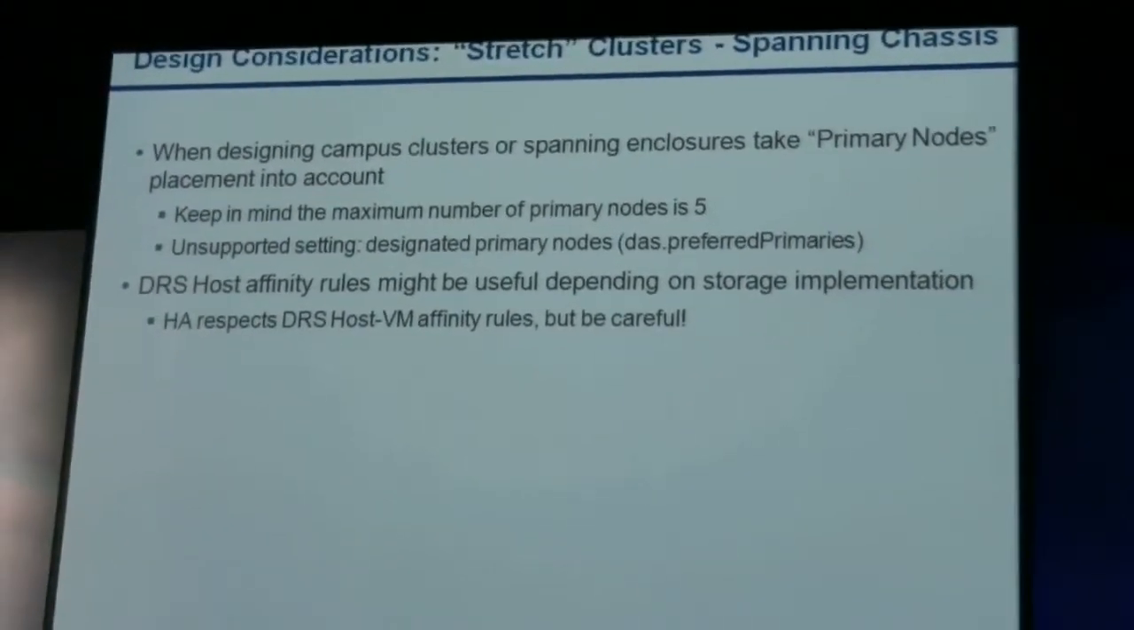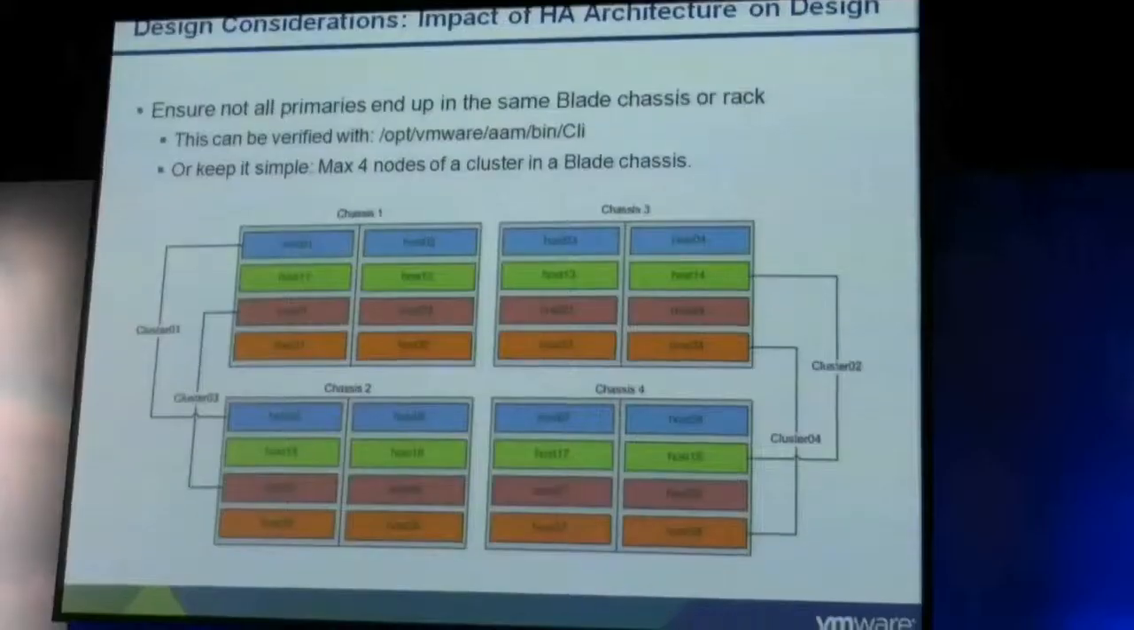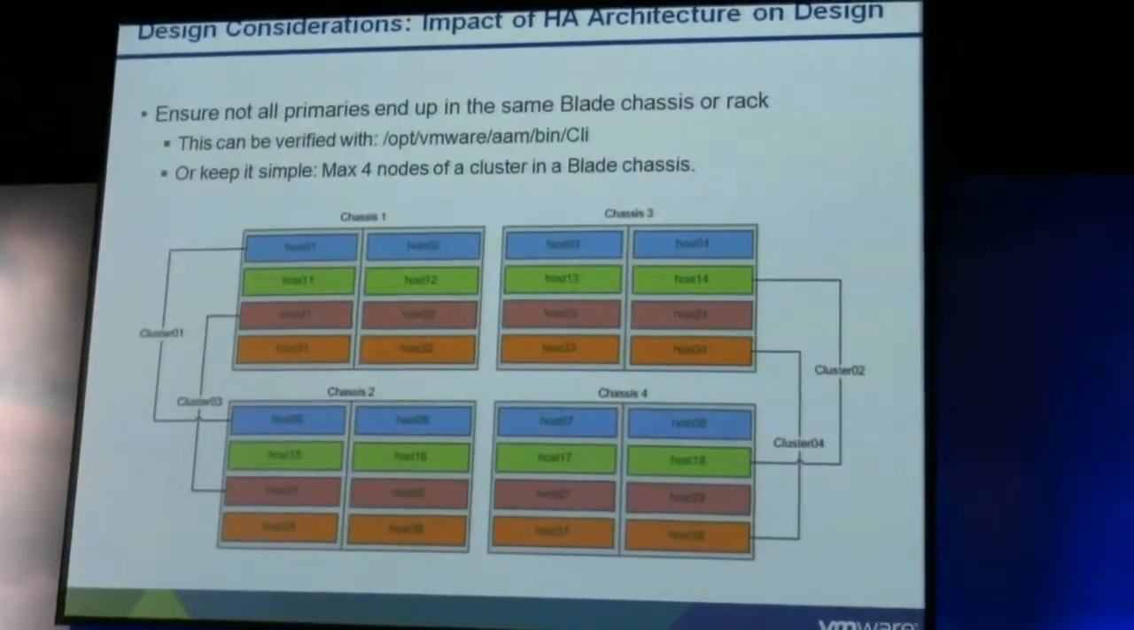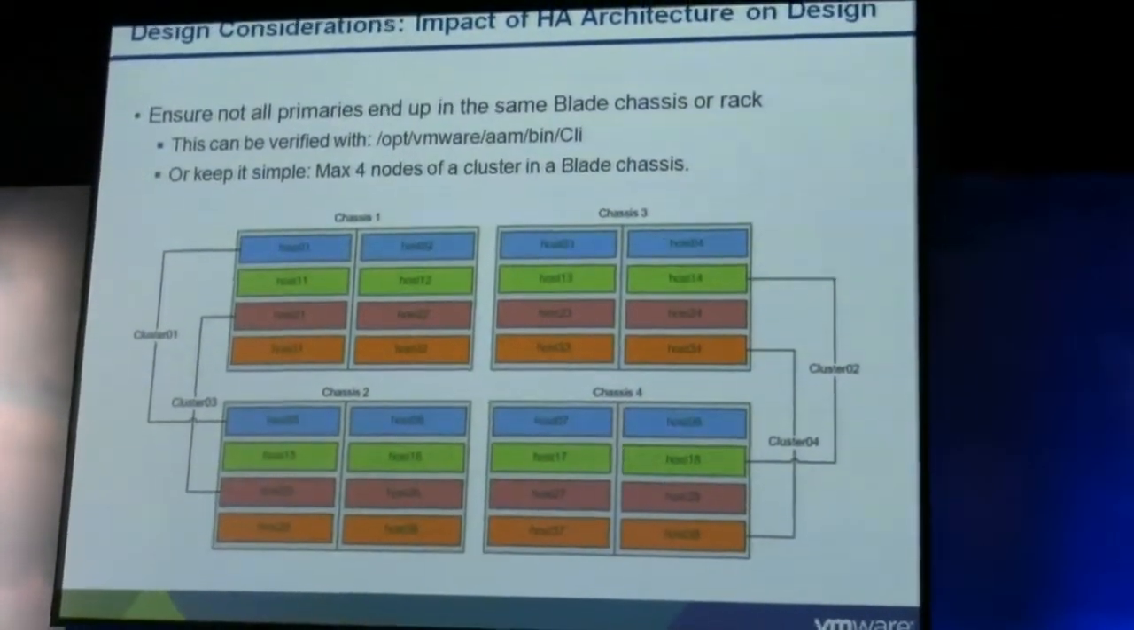One thing that we added in the latest release is a mechanism with which you can control which node is primary, the preferred primary mechanism. And meaning that on every single layer we had 4 nodes.